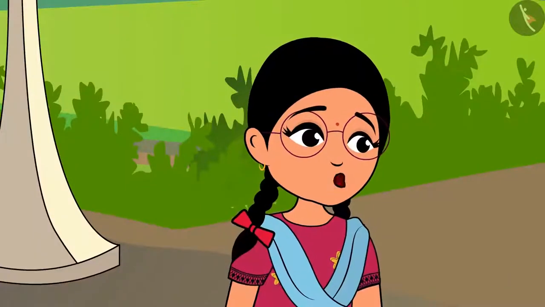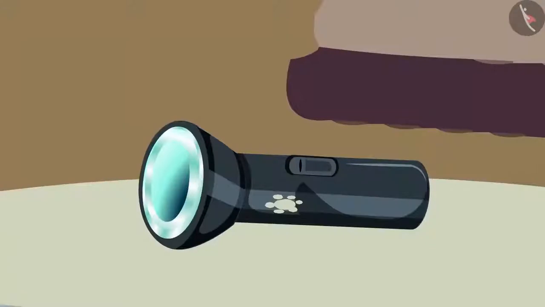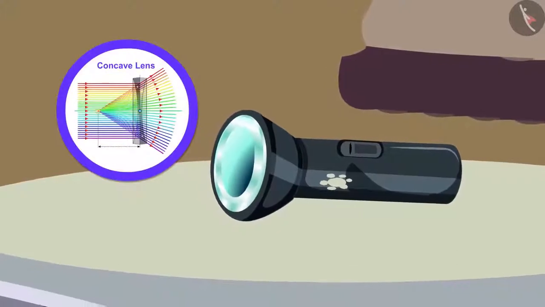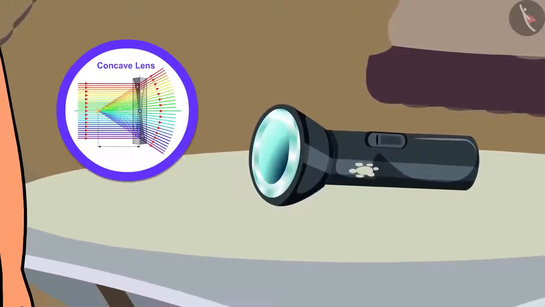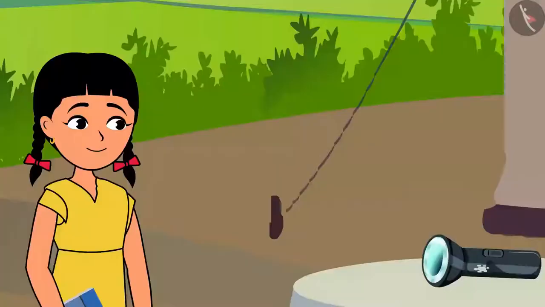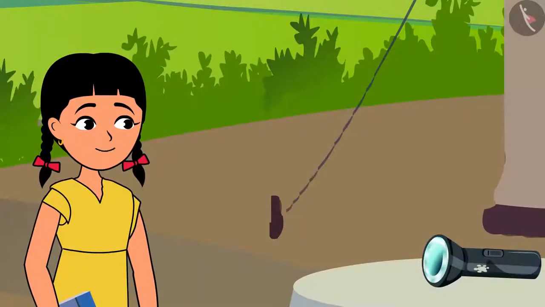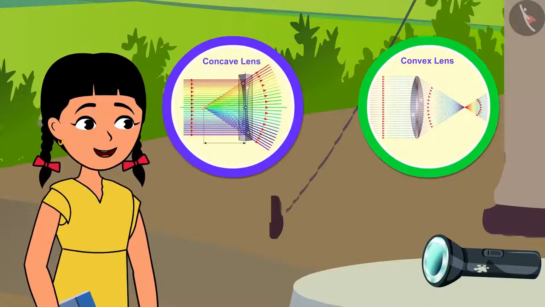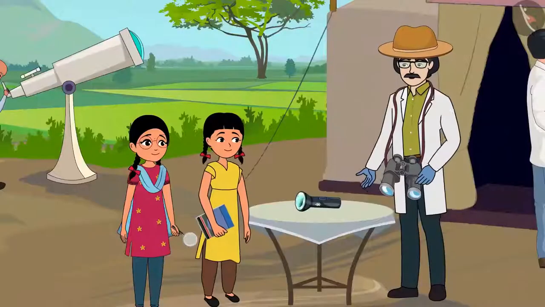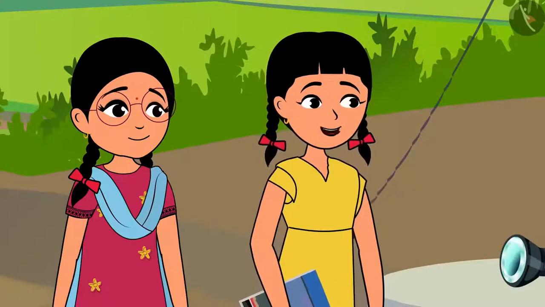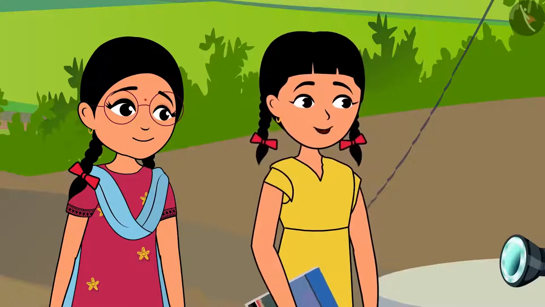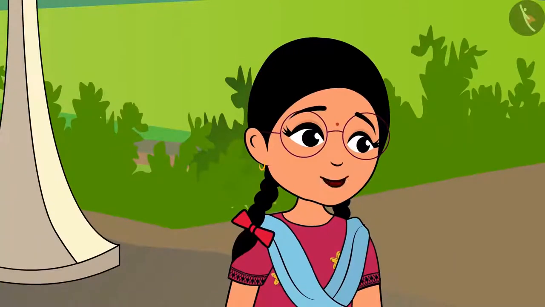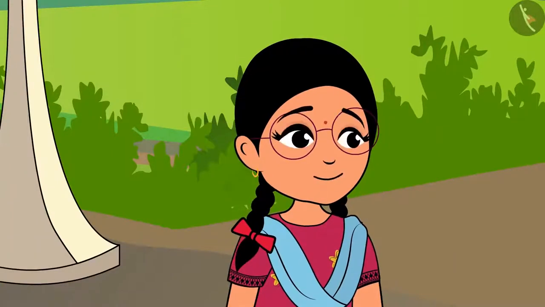Sir, can you give us one example? Look at the torchlight, which has been kept here. This also has a concave lens. The light rays from the torchlight diverge and spread over a long distance. Now I have understood. The convex lens converges the light and the concave lens diverges the light. Well said. Thank you, sir. I will come back again to see the solar eclipse tomorrow. Wow, Rama. These lenses are miraculous. I will discuss all this with my friends.